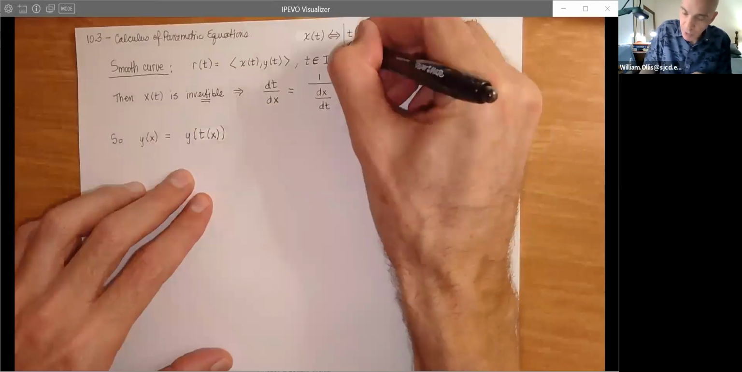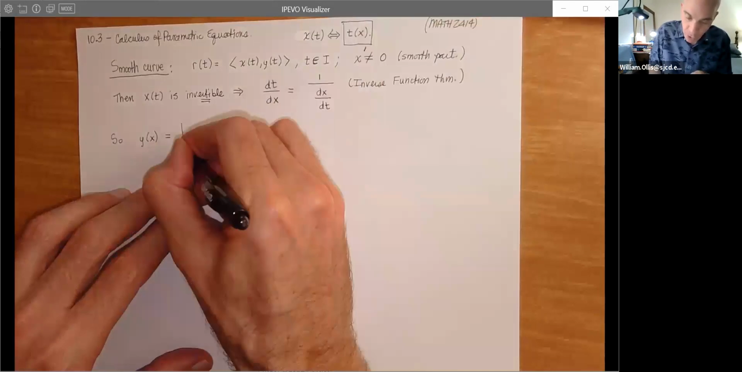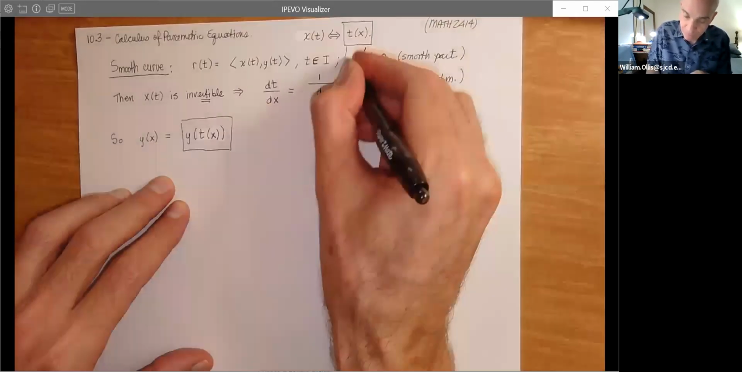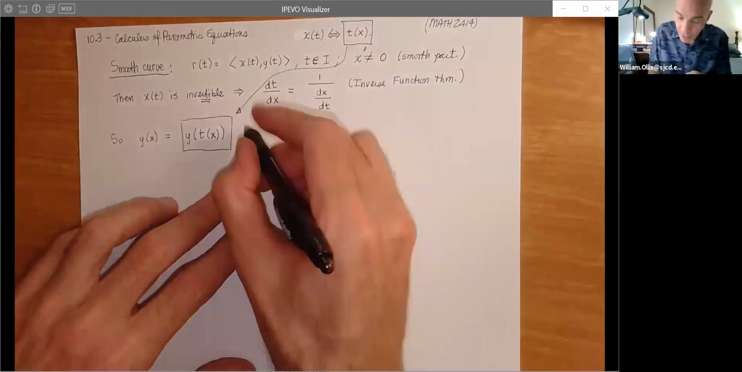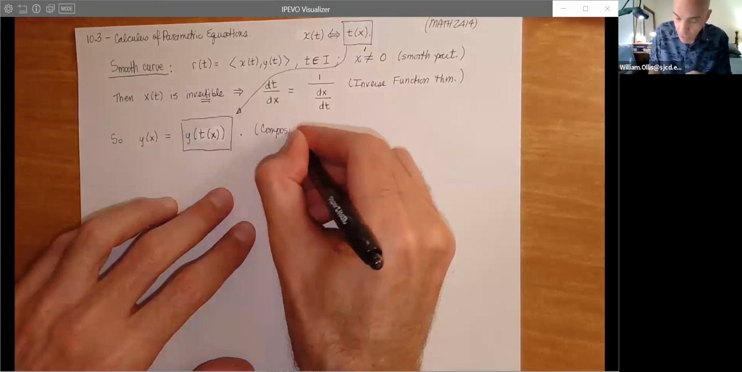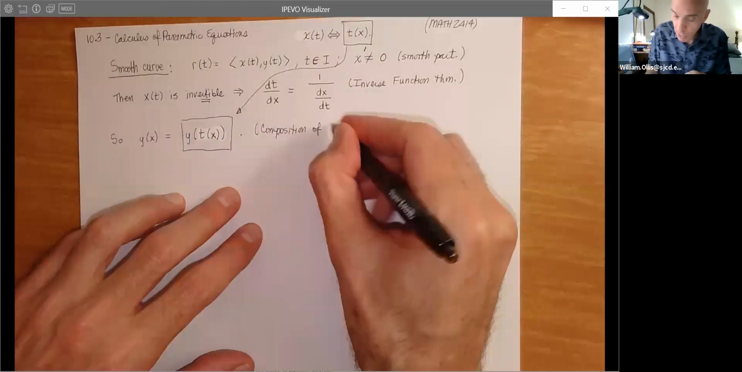So we use this. This is going to push the calculus forward. This is utilizing the fact that the inverse function exists. And so this is a composition of differentiable functions, so we can use the chain rule.